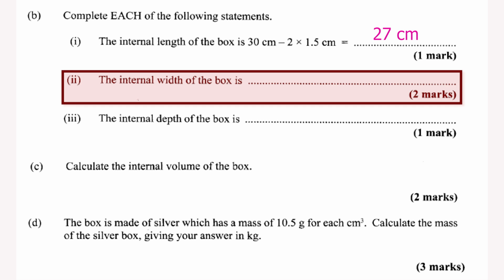So we have to say the external width, which is 20 centimeter, minus 2 times the thickness on either side. So that would be 20 cm, subtract 2 times 1.5 centimeter.